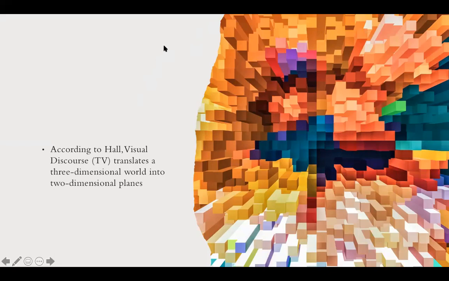That's what Hall meant. So he said that visual discourse translates a three-dimensional world into two-dimensional planes. Now see how reality is being constructed or reconstructed through media. What media, especially television, is doing is pretending and claiming that it's showing us reality. Reality is a three-dimensional thing, and media is giving you a two-dimensional representation. Two-dimensional means that you can hear what is happening there and you can see, but still you are missing many things.